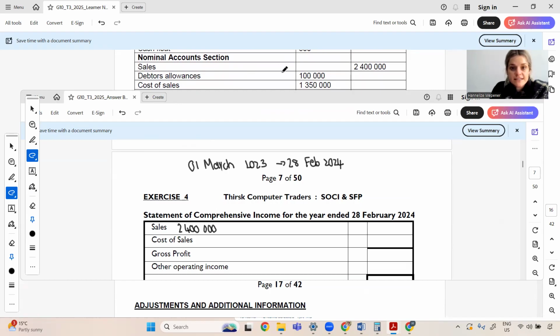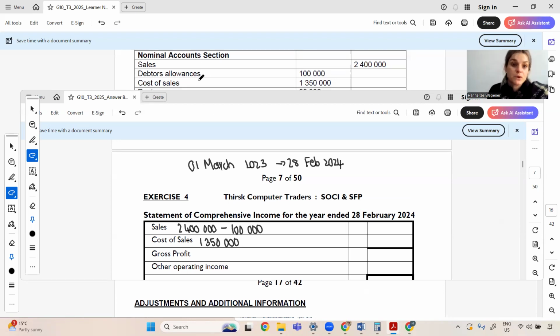Next up, we have debtors allowances. Remember that debtors allowances is closed off to sales. So you credit your debtors allowances to make it 0. And then you debit, so in other words, minus your sales. Okay, so sales minus debtors allowances will give you your net sales unless you have other adjustments to take into account. Then you also started with some cost of sales. So please always show your calculations here. Just makes it easy when it comes to your part marks.